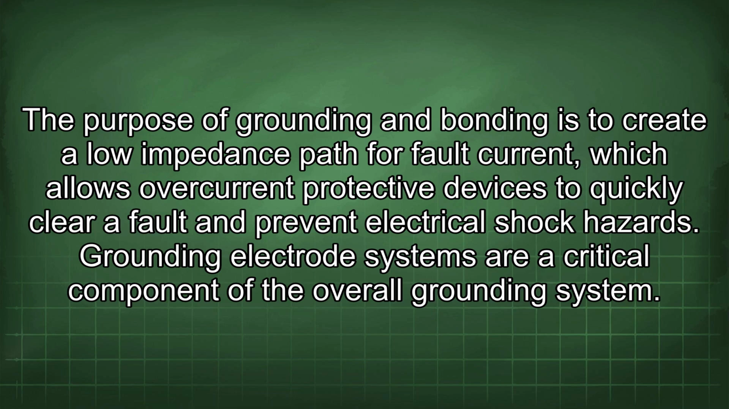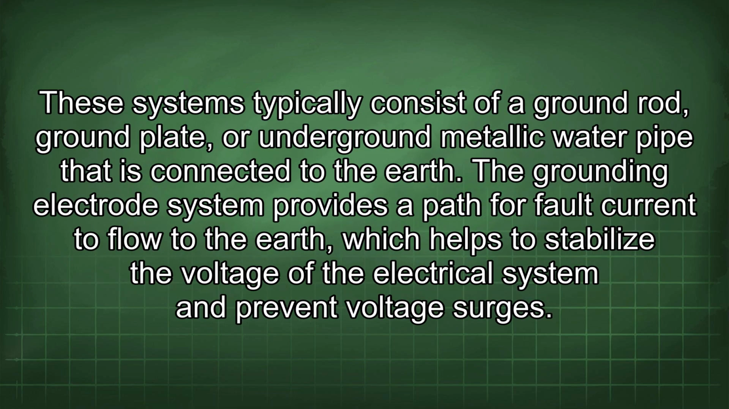Grounding electrode systems are a critical component of the overall grounding system. These systems typically consist of a ground rod, ground plate, or underground metallic water pipe that is connected to the earth. The grounding electrode system provides a path for fault current to flow to the earth, which helps to stabilize the voltage of the electrical system and prevent voltage surges.